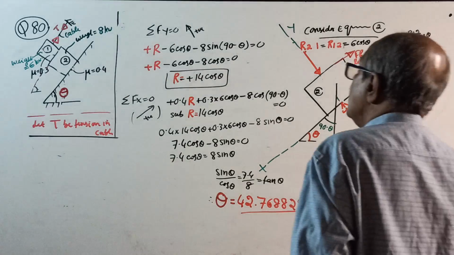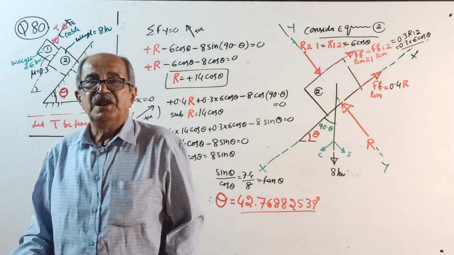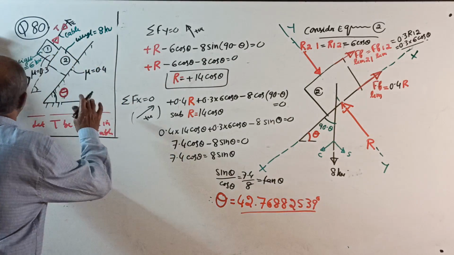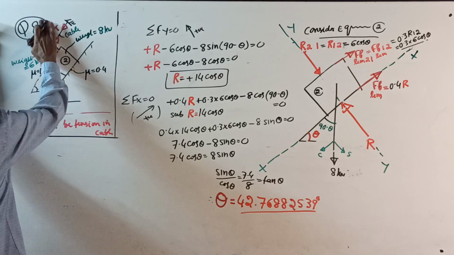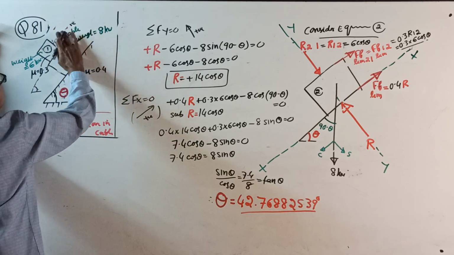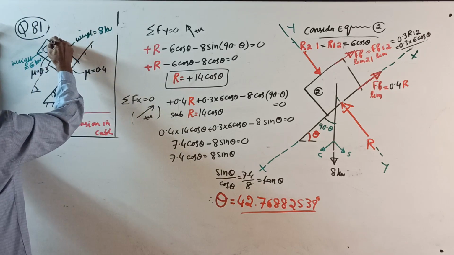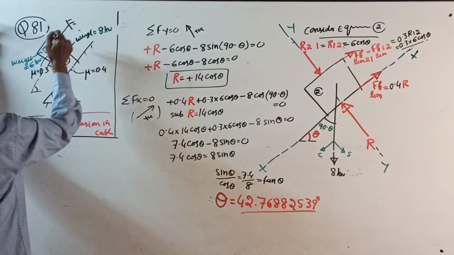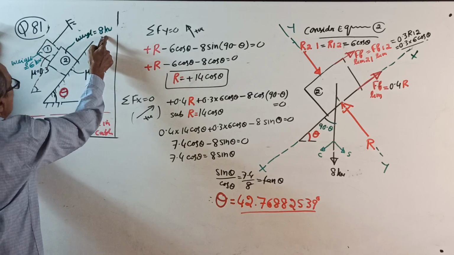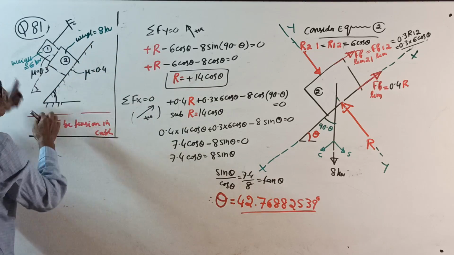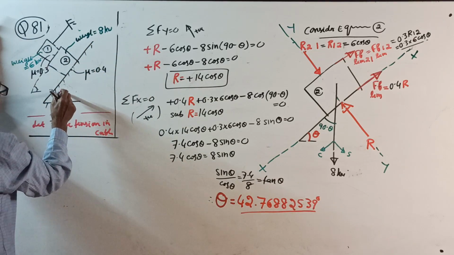No, I will do one thing. Question number 81. It is a full exercise here. I will put here exercise question 81. Remove the tension, you have to write it. See, it's a cable. Same data, 6 kilonewton, 8 kilonewton. Theta I will give you. I will give theta 42 point.